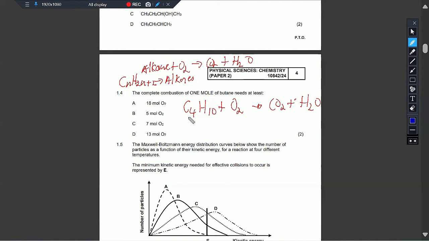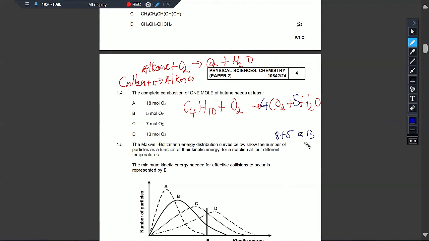So, to first balance, we know our method says let's first balance the carbon atoms. We have 4 this side, but here we only have 1, so to balance that, we need to put a 4 here. How many hydrogens? There are 10 this side. So in order to balance, we need to put a 5 here. But then obviously, this causes an imbalance in the number of oxygen atoms. So we have 4 times 2, which is 8, and then plus 5. 8 plus 5, that's 13. So obviously, we would need to have 13 moles of this.